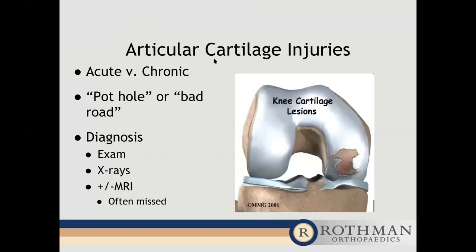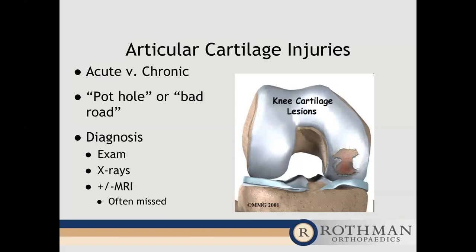Okay, so let's talk about articular cartilage. That's that gliding surface we talked about that's like an ice skating rink. So you can have acute or chronic injuries. I like to differentiate my patients between a pothole, like this one here, and a bad road, which is really more of an arthritis picture. A pothole we can address surgically with some kind of cartilage procedure. A bad road usually needs resurfacing because there are too many potholes, and that's where Dr. Saxena is going to take over from there.